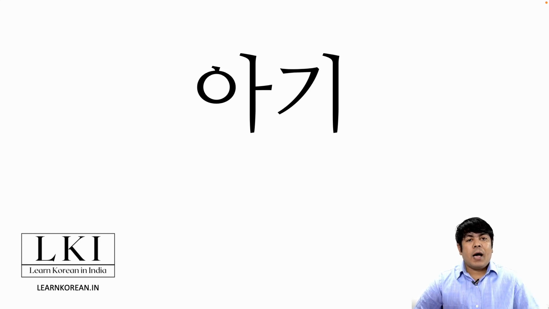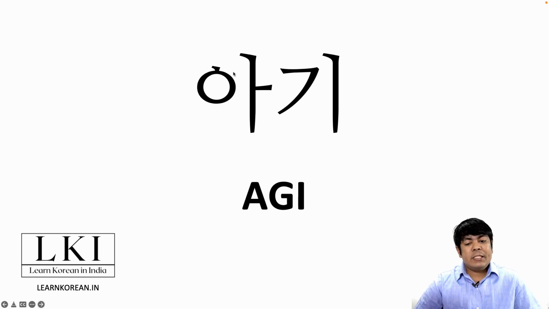It is agi. We have learned that when this ng character comes with a vowel sound, it has no sound of its own. So it will be a. This whole syllable will be pronounced like a. And here we have k.